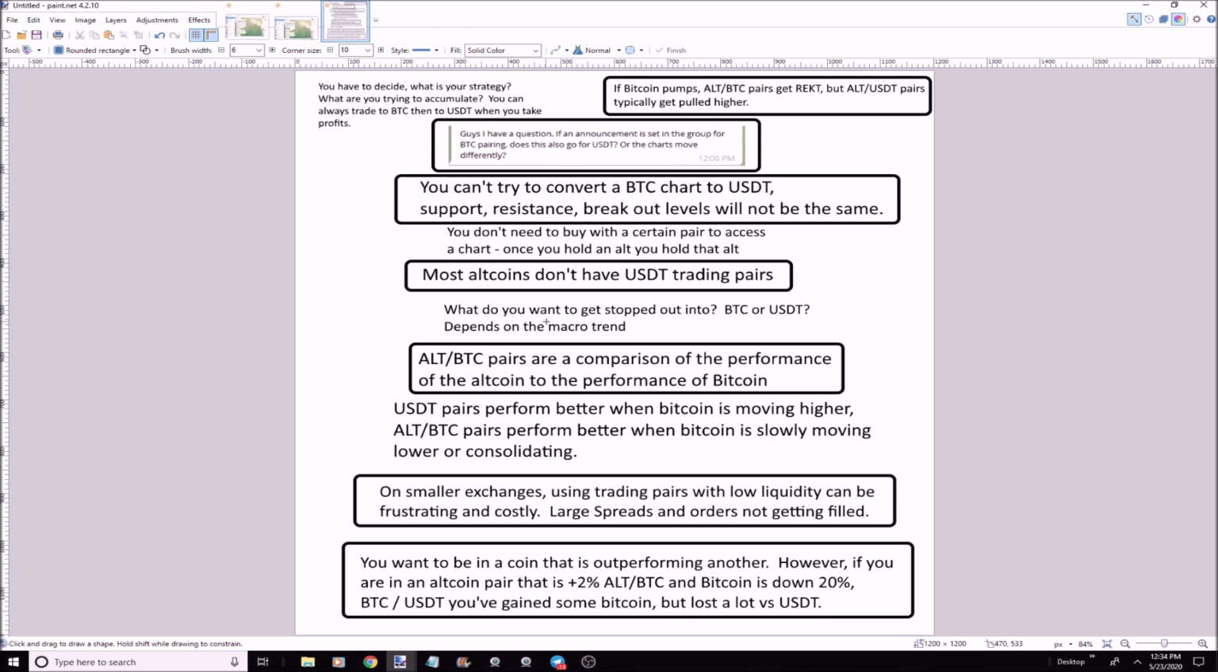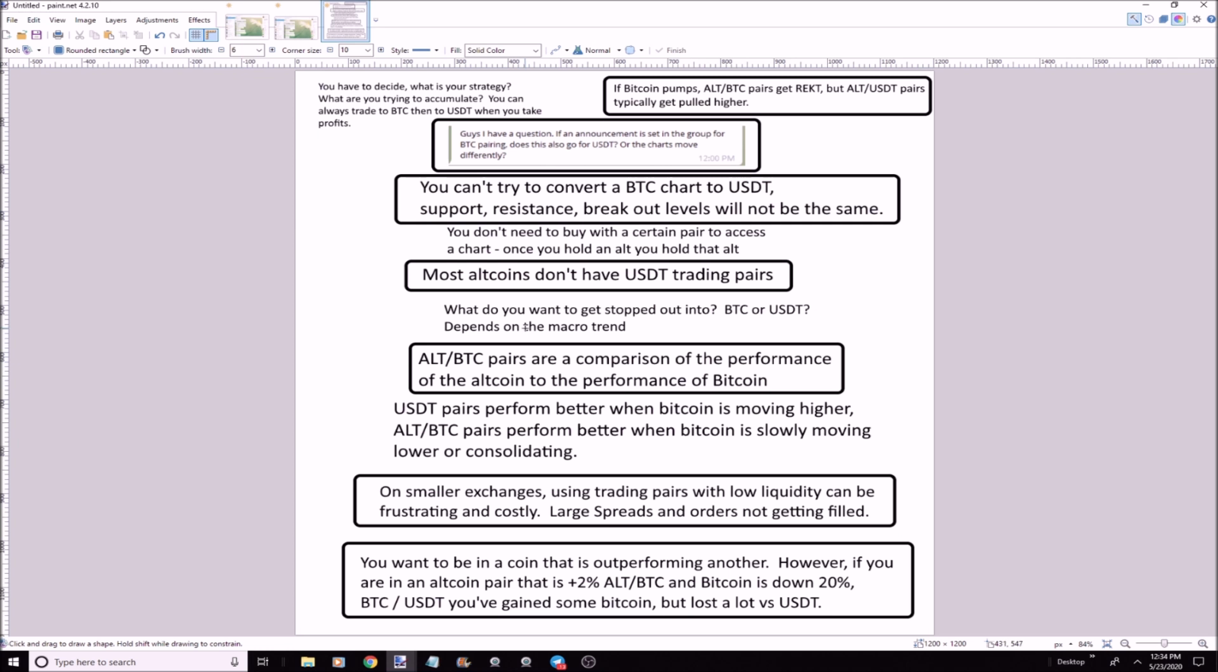It really depends on the macro trend. Like, what are you trying to do? If, let's say over the course of the last 2 months, you're using only BTC trading pairs, you would have made a tremendous amount of money, because essentially while you're sleeping, even if you got stopped out, you'd be in Bitcoin, and Bitcoin's up over 100% over the past couple months, right?